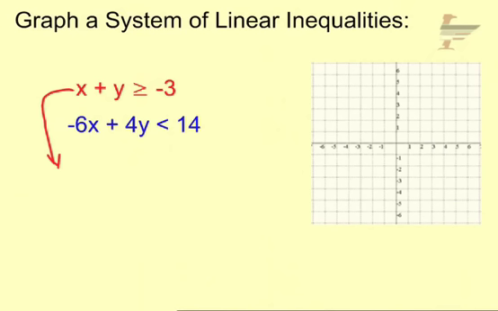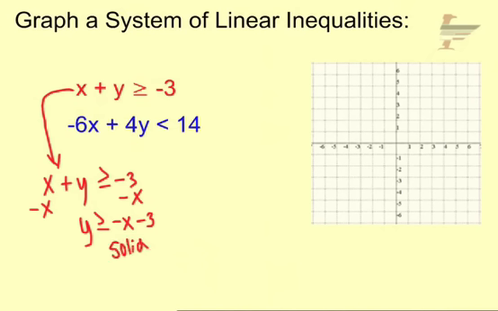So we have x plus y is greater than or equal to negative 3. So we will subtract x from both sides. So we have y is greater than or equal to negative x minus 3. Now when we graph this, it is an inequality, so we're going to want to remember what kind of line to pick. This is going to be a solid line because of the greater than or equal to. And because y is greater than the line, we're going to shade above. We could do a test point to double check on that.